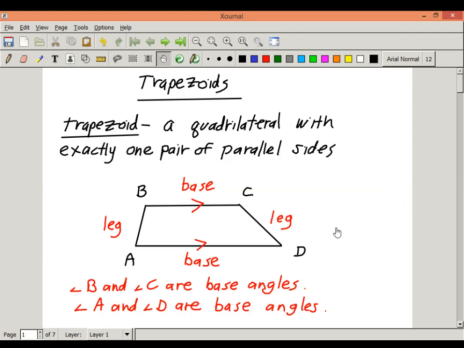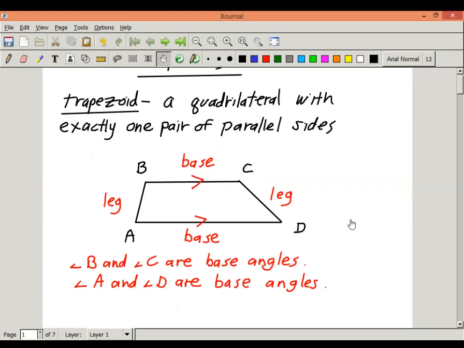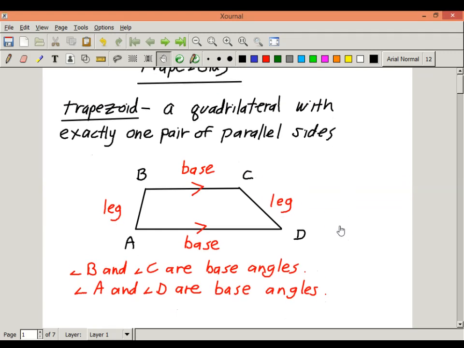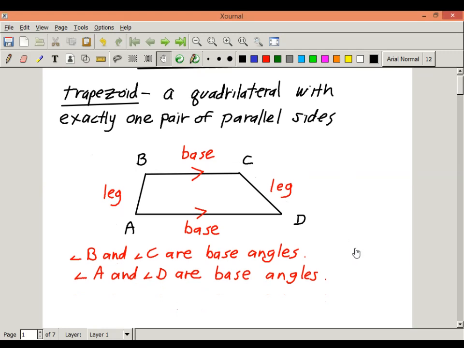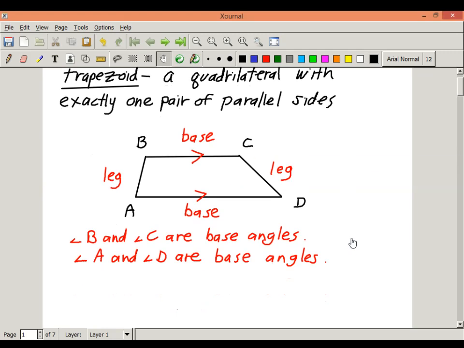So just looking at some of the vocabulary associated with the trapezoid. So the parallel sides of a trapezoid are called the bases. So you can see that there in the diagram. The parallel sides are called the bases. The non-parallel sides are called the legs. So you can see those on the left and right side.